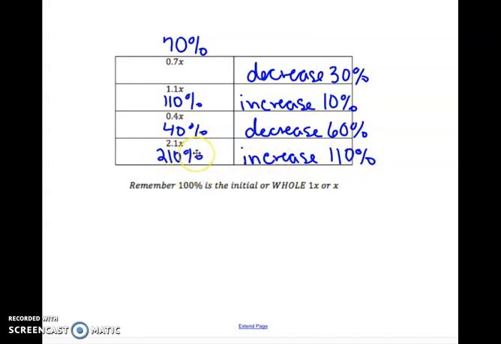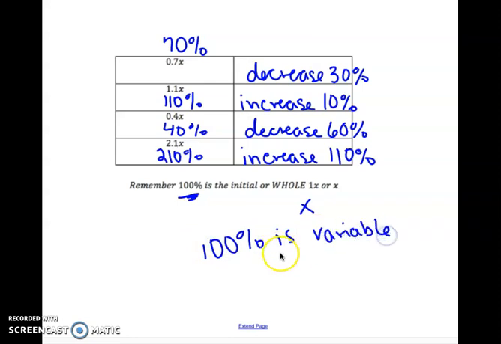Okay, so 210% would be, for example, a markup. Okay, anything that increases would be a percent over 100. So you have to remember 100% is the original or the X. Okay, 100% is your variable. If it's below 100%, it's a discount or a decrease. If it's above 100%, it's a markup or an increase.